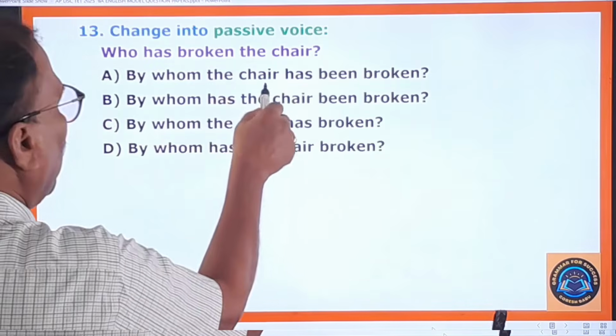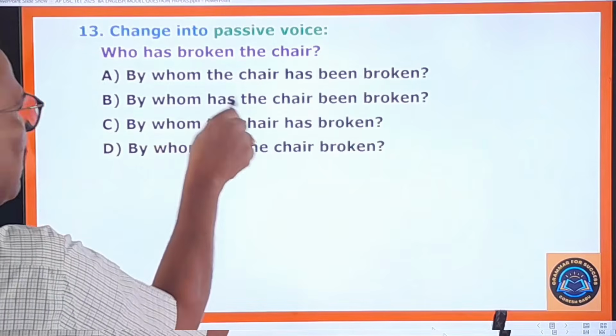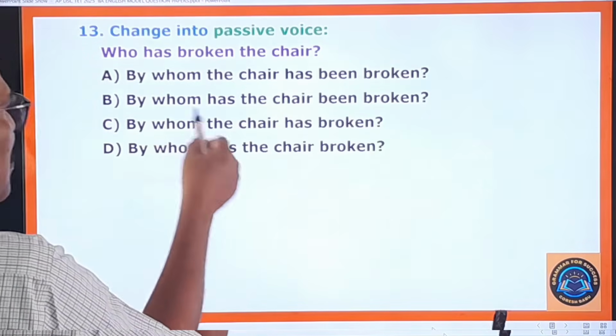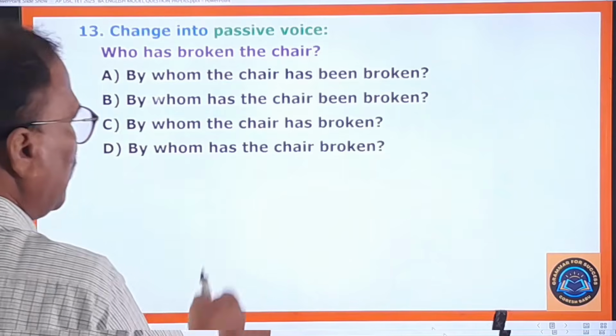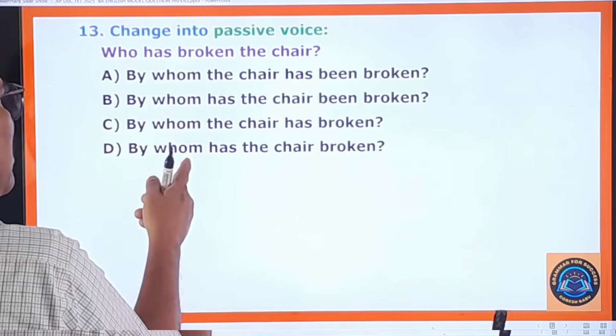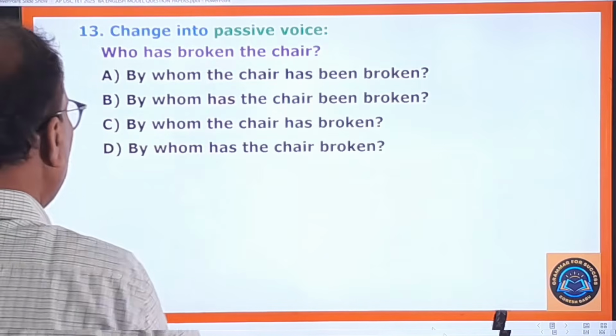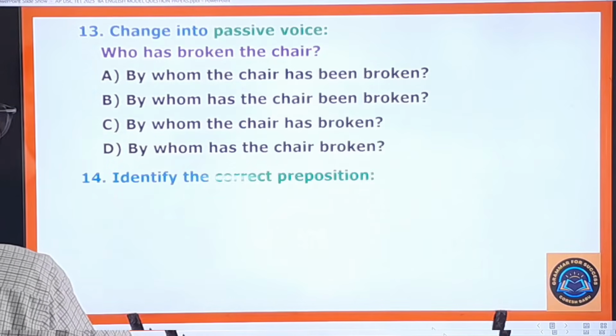By whom the chair has been broken? By whom has the chair been broken? By whom the chair has broken? By whom has the chair broken? You choose that sentence which is in the passive voice. And here you go to the 14th question.